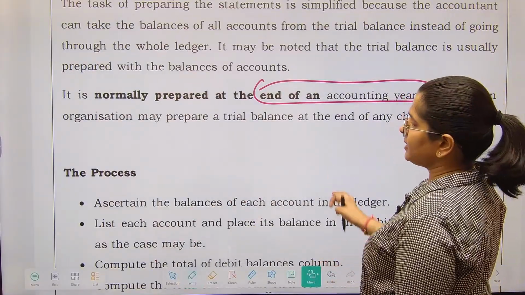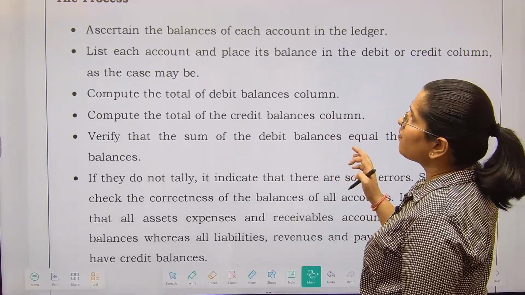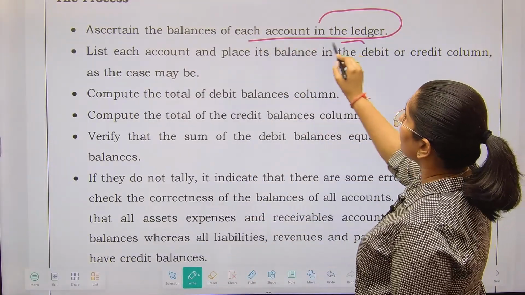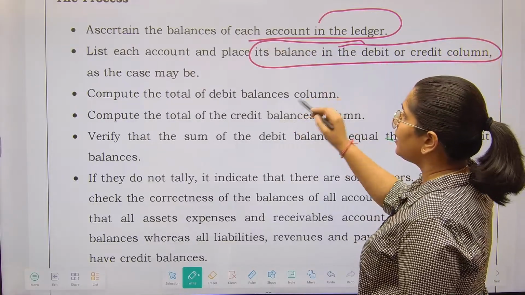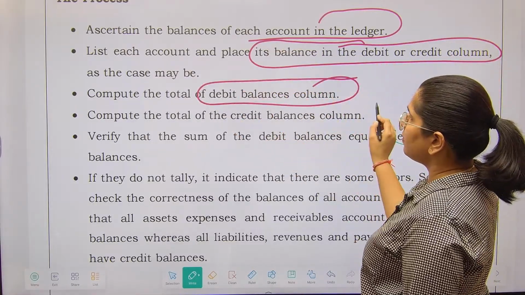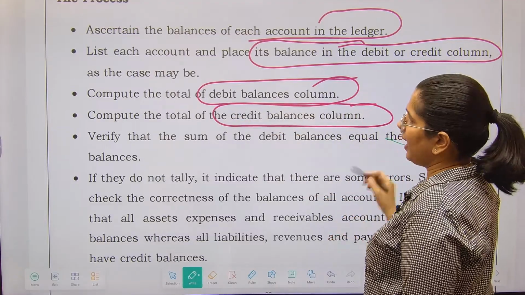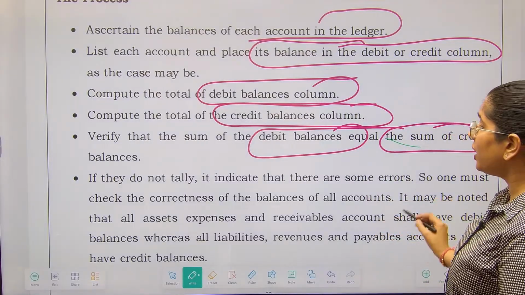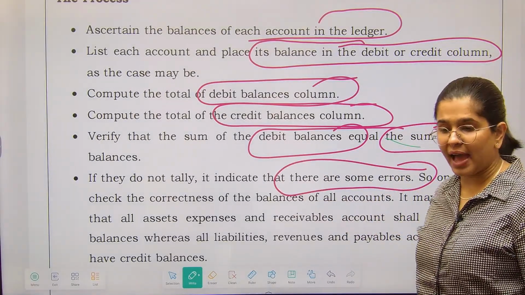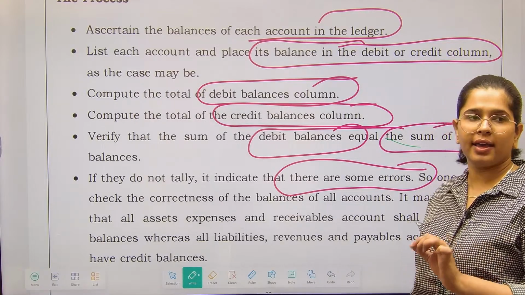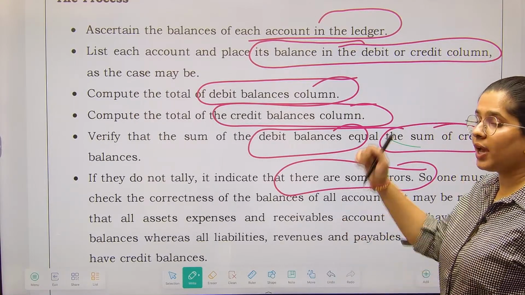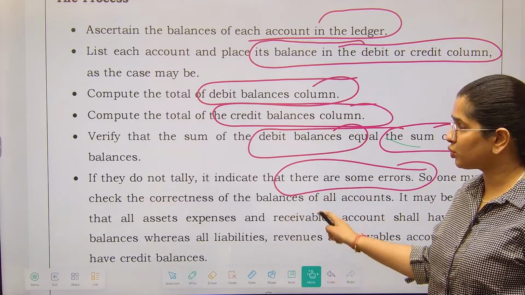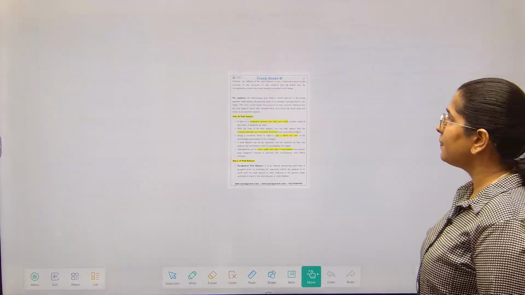Now what is the process? Let us see that. So first of all, find out all the balances in the ledger, list each account and place its balance in the debit and credit columns, compute the debit balances column, compute the credit balances column, and then verify the debit balances equal the credit balances. If they are not tallying, then there could be some errors. अगर tally नहीं हो रहा है तो errors हो सकते हैं. We are going to see what kind of errors can exist in the trial balance. हम उसको भी देखेंगे. Let us move forward.